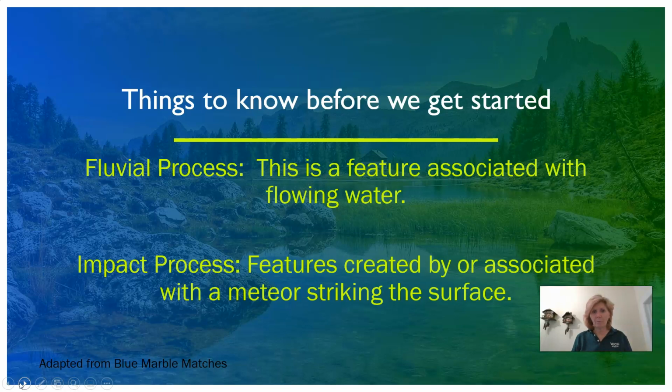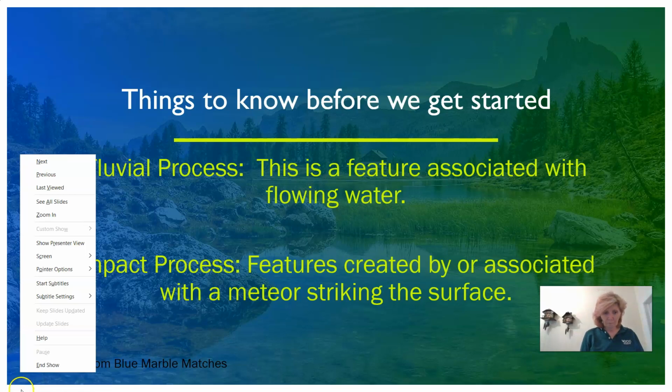Then we have the impact process. Now think about this: impact. The only thing that can be associated with it is a meteor coming from space, landing on Earth, bam, and leaving a big dent in the ground. That is impact, okay? So that's only related to meteors. Let's go ahead and look at what some of these would look like. Each of these that you're going to see on the next few slides are connected back to these 4 processes. So here we go.